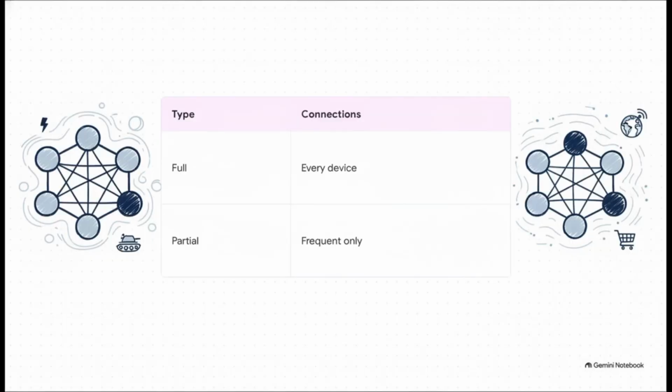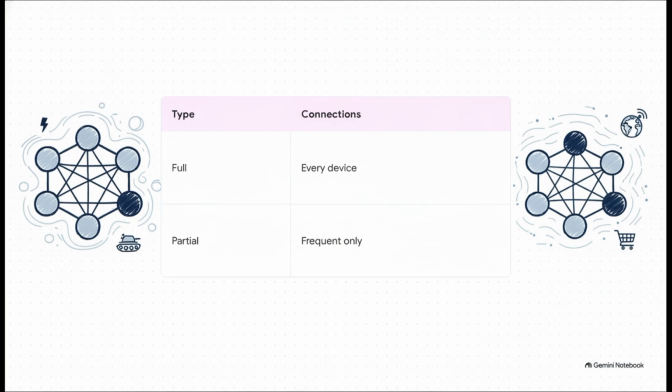You'll usually see mesh networks in 2 distinct flavors. A full mesh means absolutely everything is connected to everything else. It offers maximum reliability, which is exactly why the military and critical power grids use it, but the sheer amount of cabling makes it overwhelmingly expensive.